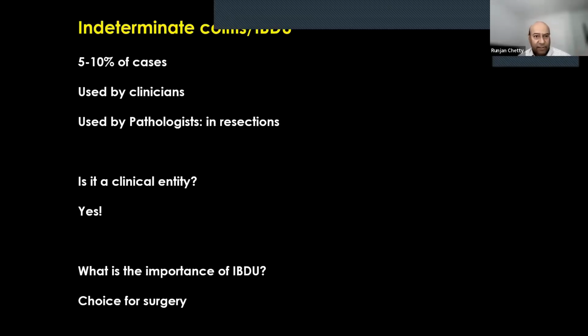You look at a resection specimen and take multiple sections, and then at the end of the day, you cannot categorize it into either Crohn's or ulcerative colitis, then use IBDU. It is a clinical entity because it determines whether the patient will be selected for surgery. So it's not a throwaway term, so use it cautiously and use it advisedly.